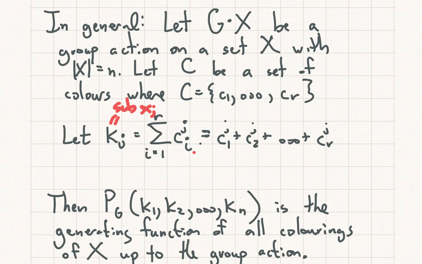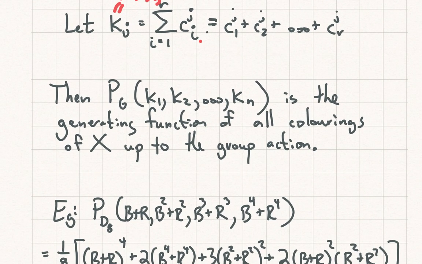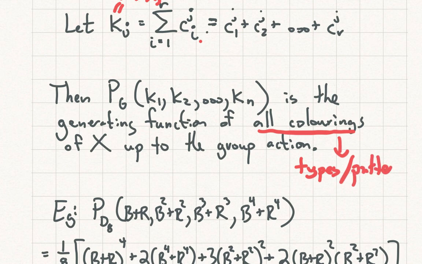And then plugging that in to our cycle index, so rather than plugging in the x's, we plug in that nice substitution. That gives us the generating function for all colorings up to the group action. And not only that, it gives us not just the numbers, but it also gives us the types of colorings, the patterns of colorings as well.